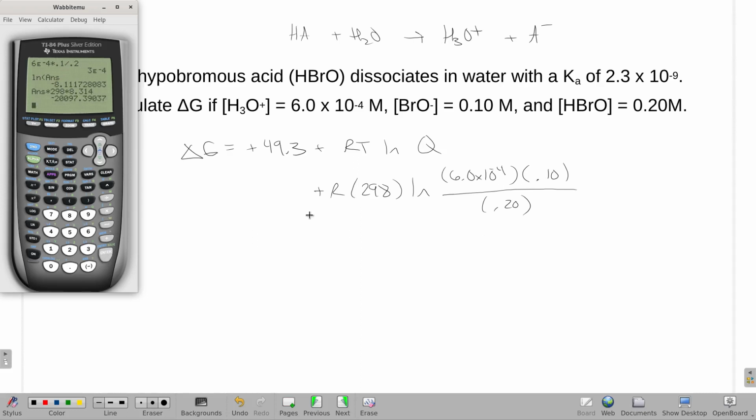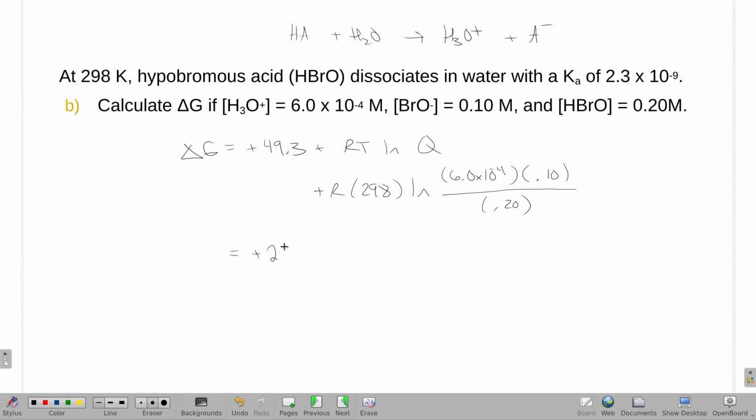And then, remember how this was joules? Let's convert it into kilojoules, and then we'll add that to our delta G naught. And we get a positive 29.2 kilojoules per mole.